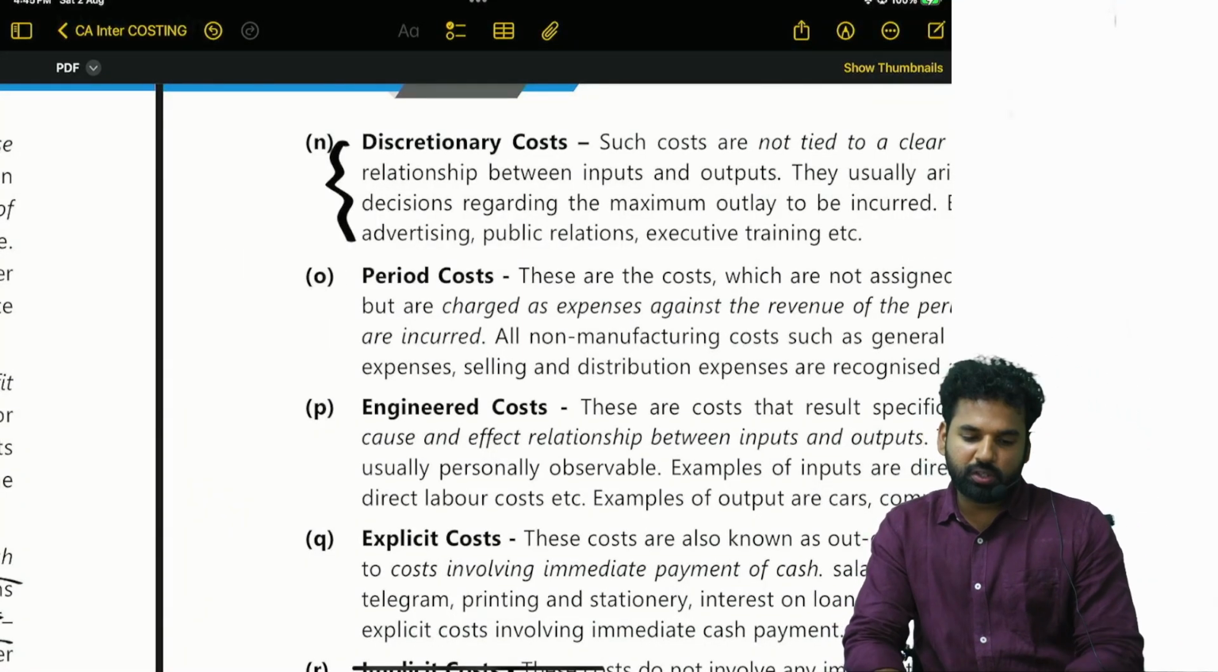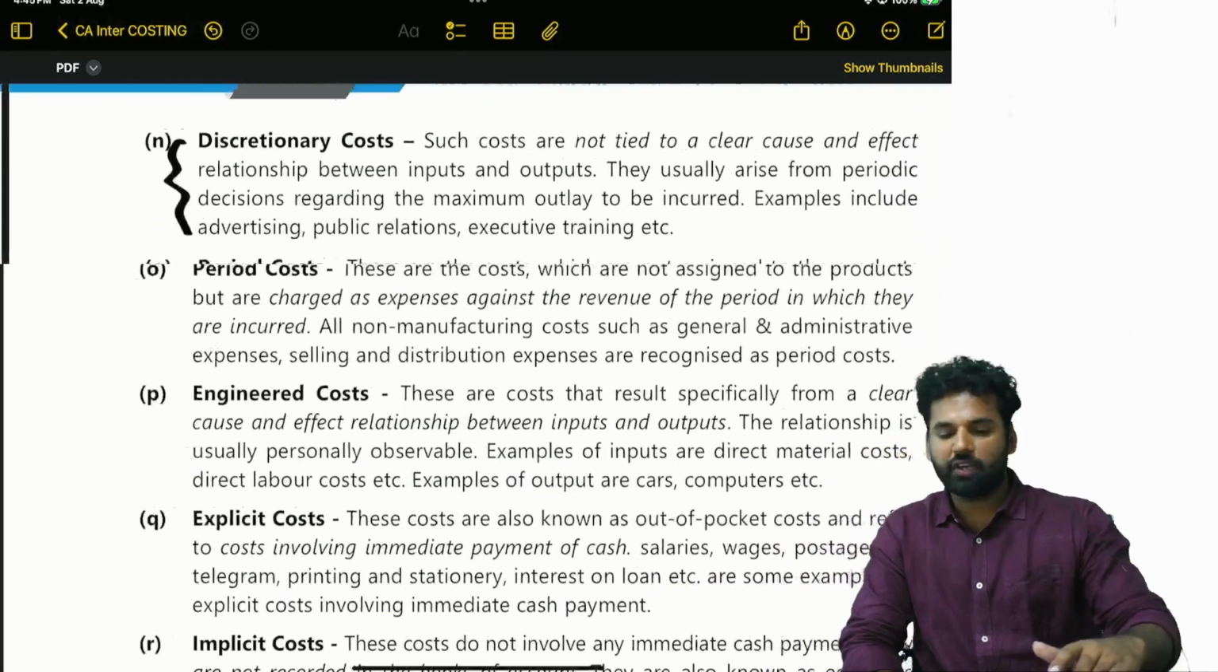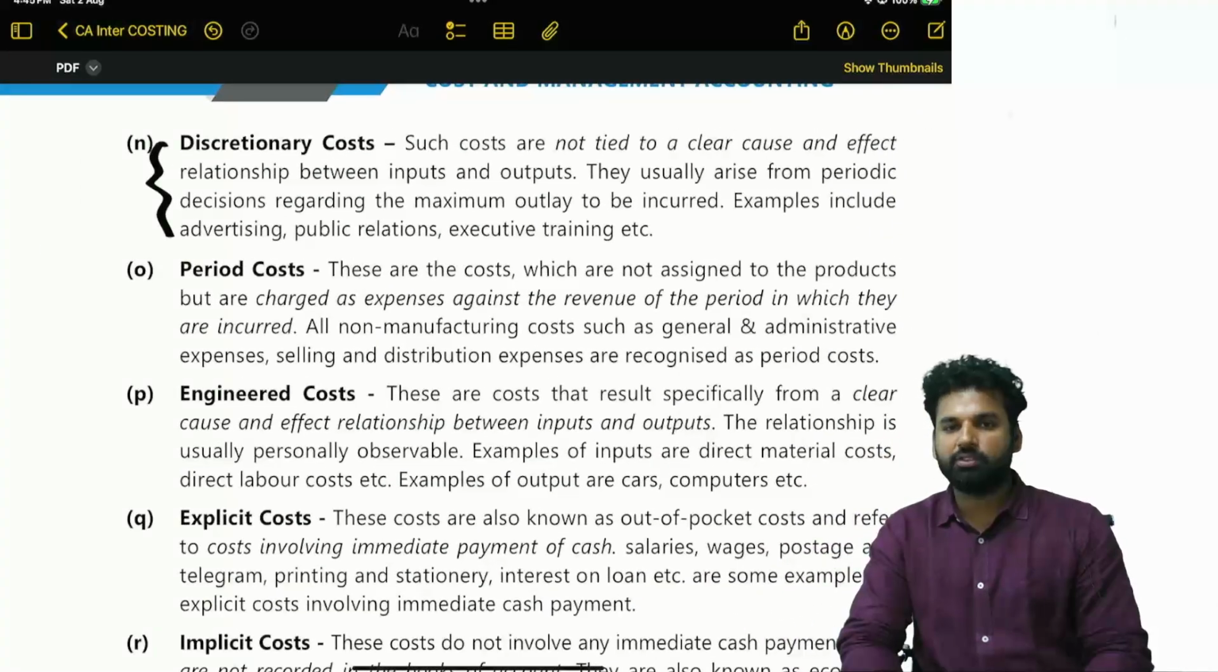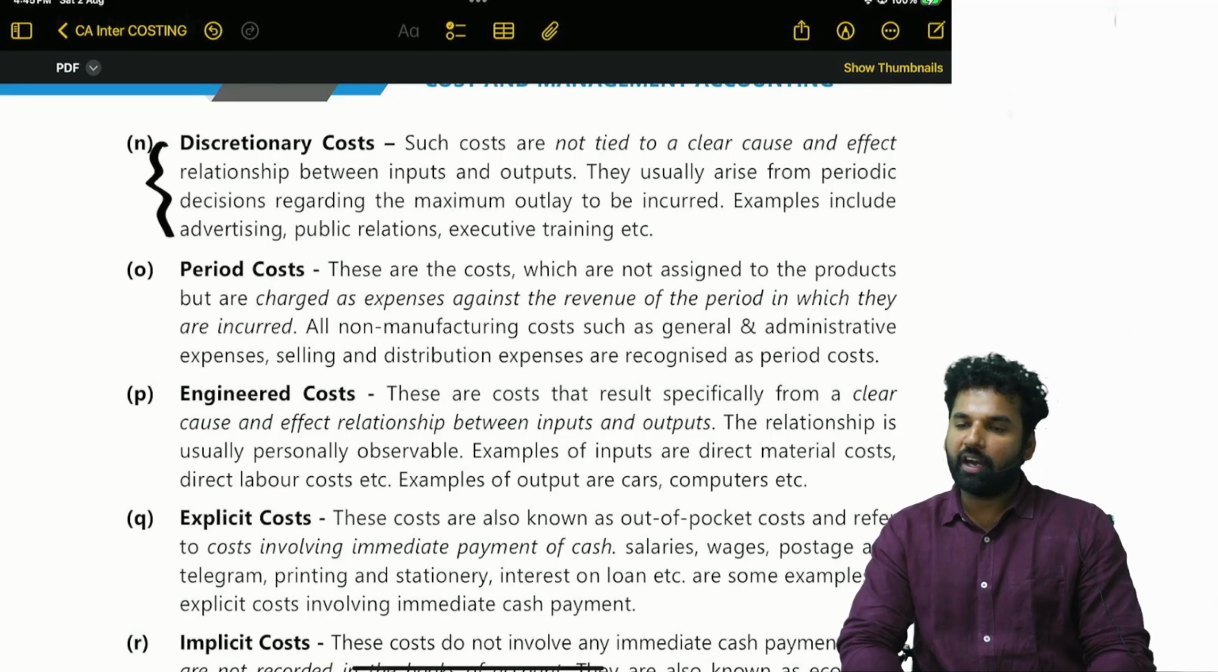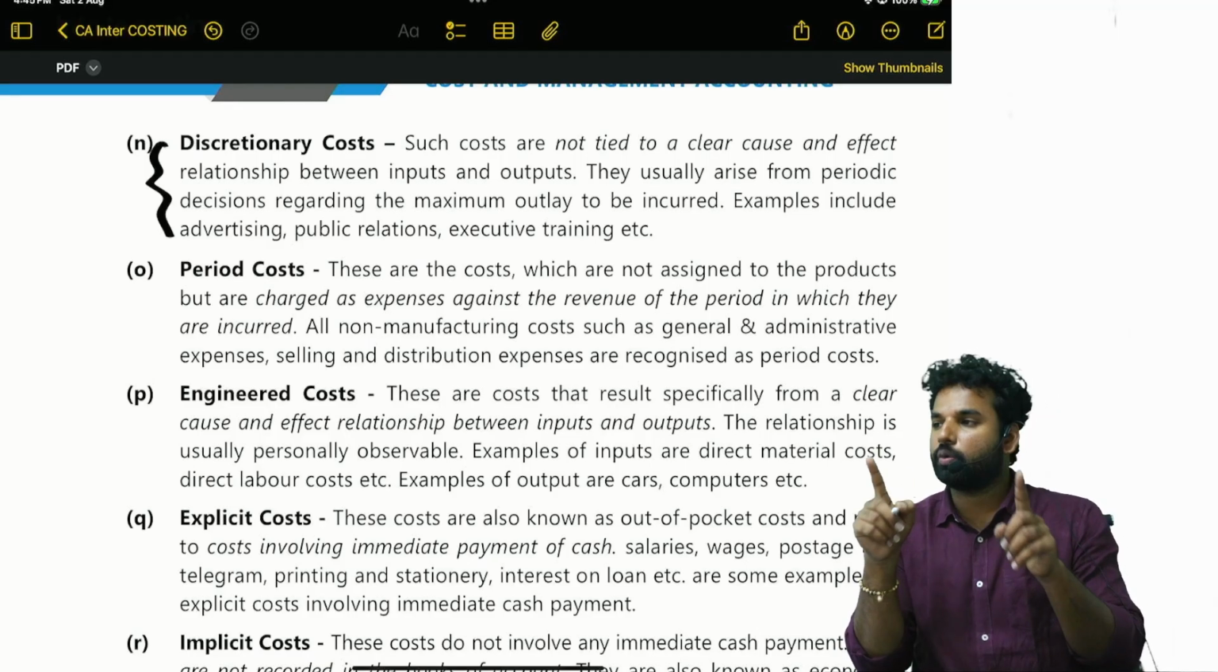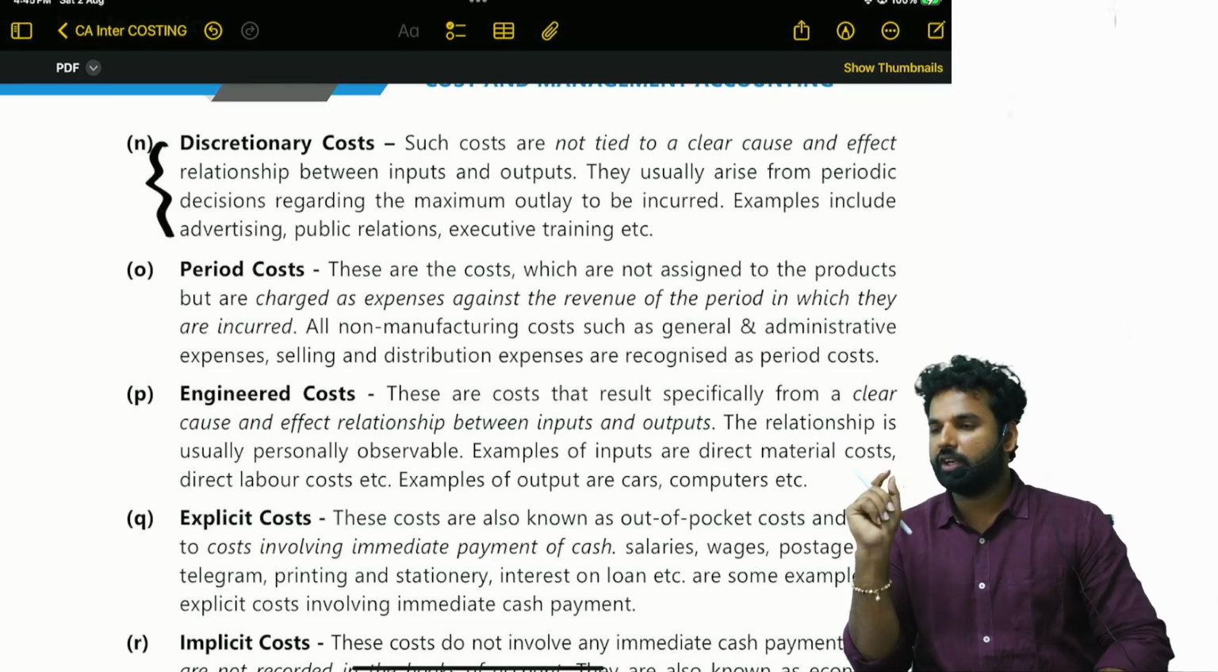These are the costs which can be incurred, which need not be incurred. Just like advertisement cost, there is a development cost. You cannot correlate them. Like an input-output ratio, you cannot put it for the advertisement.